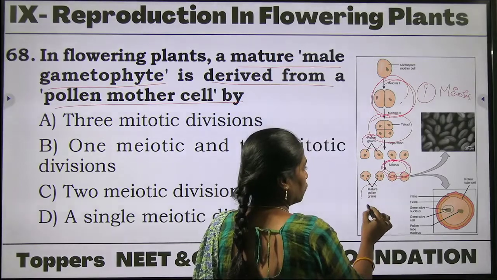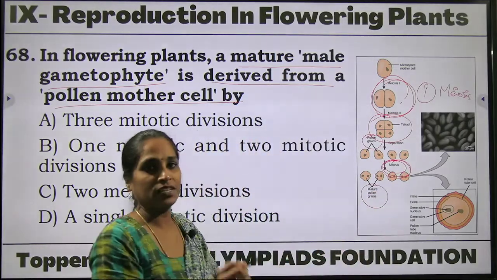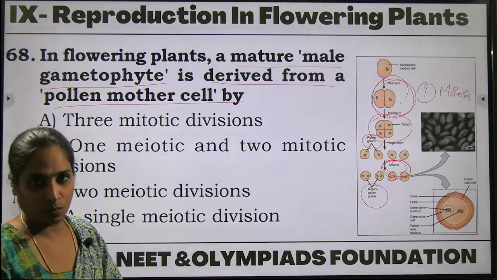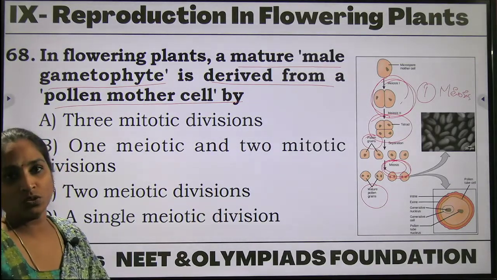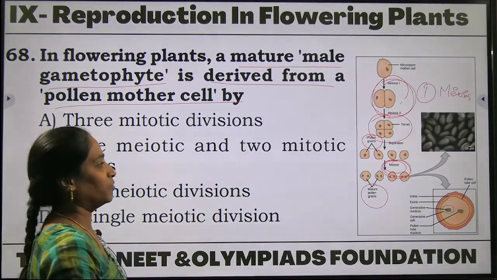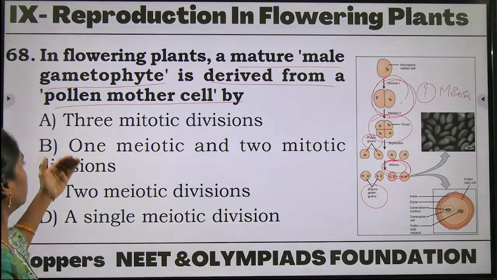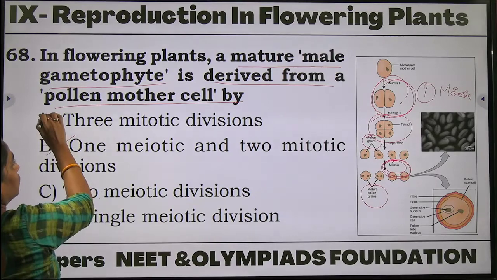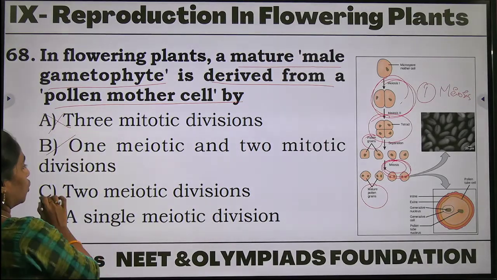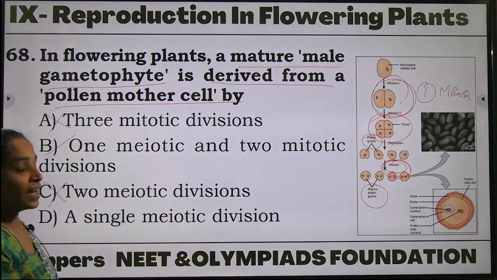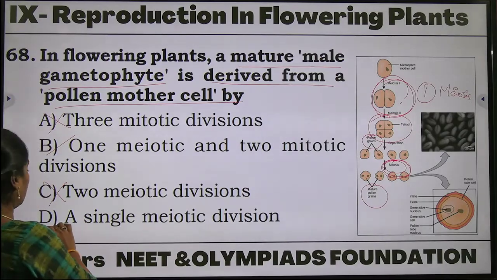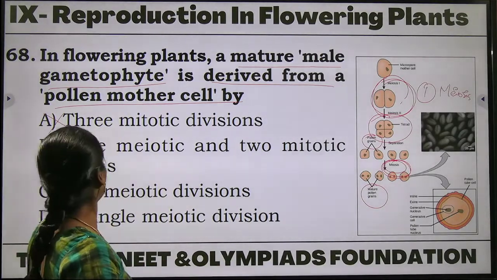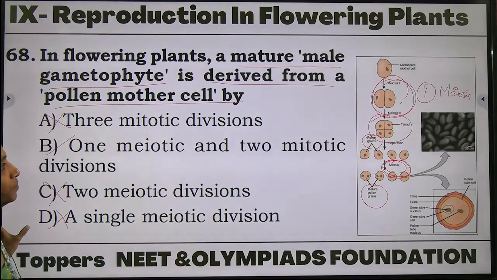After the formation of mature pollen grains, we can observe that the pollen grains burst open and are released towards the stigma for the fertilization process. So which one will be the correct option? Option B will be the correct one. Not 3 mitotic divisions, not 2 meiotic divisions, and not a single meiotic division. Hope you all understood, dears. Option B is correct.